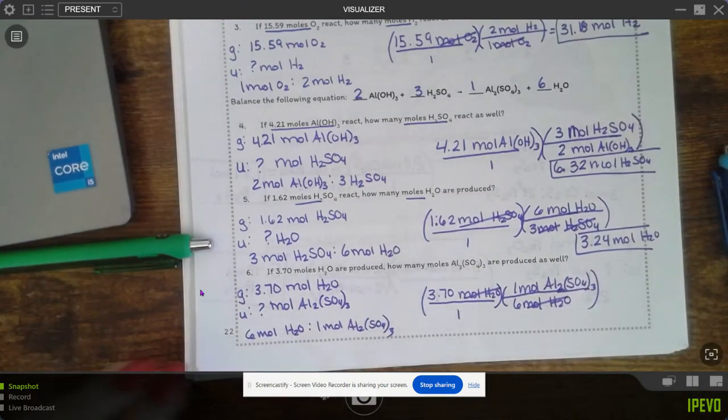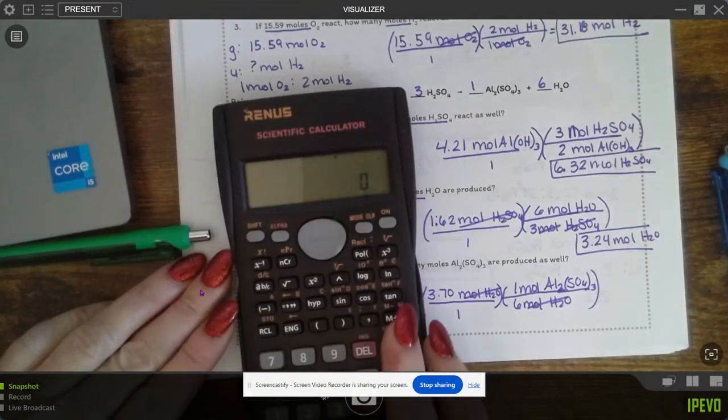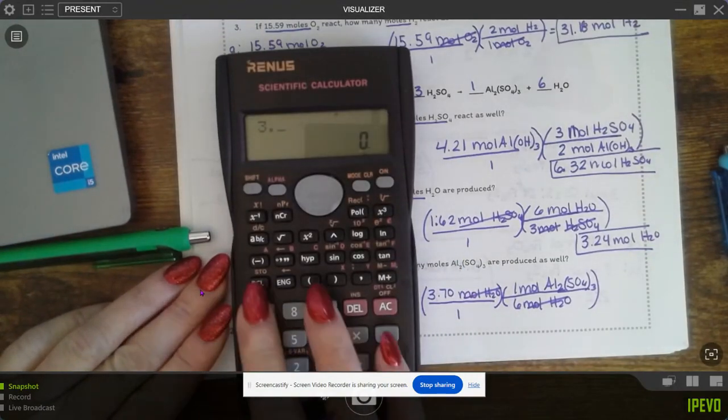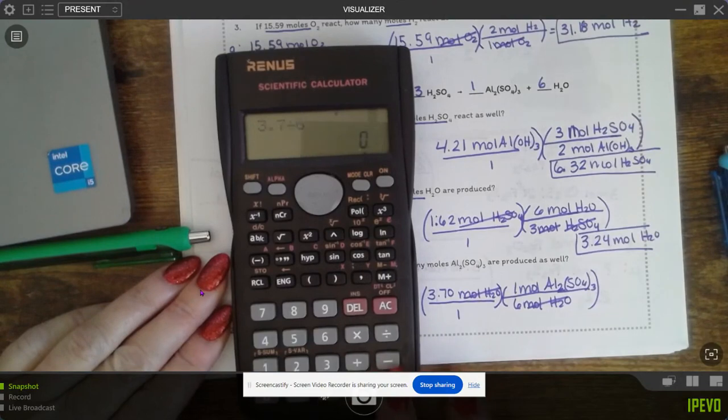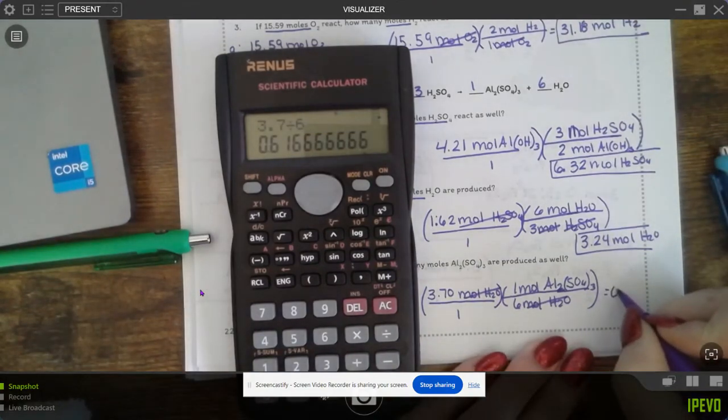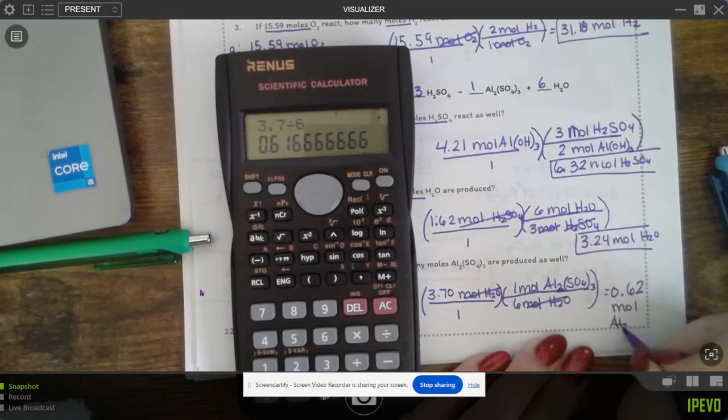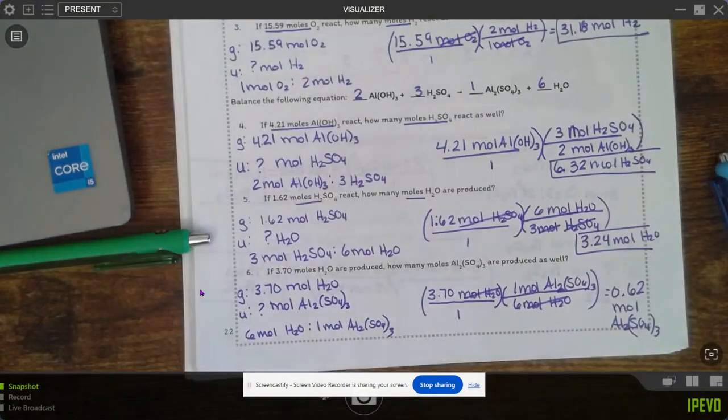All right, we do the math. 3.7 divided by 6 is 0.62 moles of Al2(SO4)3. All right, so again, I want to stress the math is there. It's math, but it's a process. And if you practice the process, it's not that bad. It's actually pretty easy. But what's the key word?